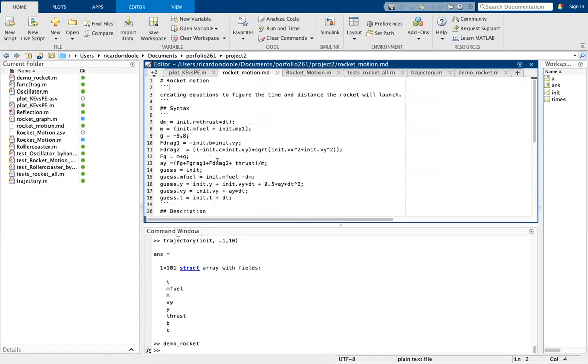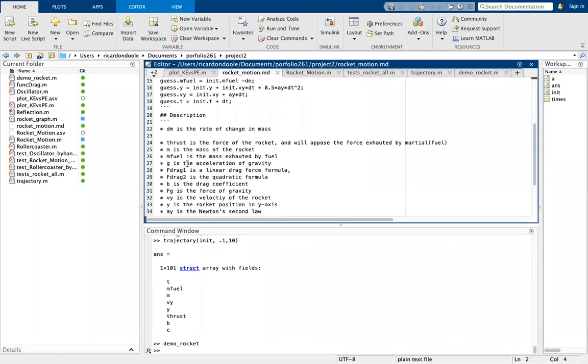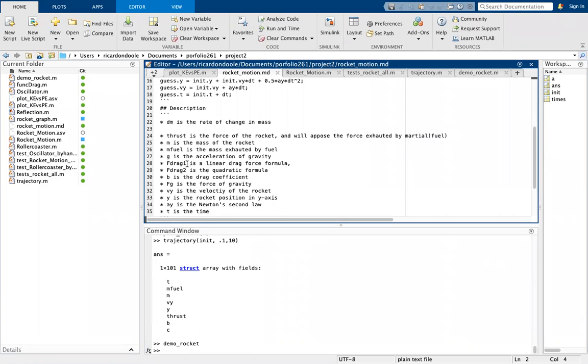The goal for this rocket motion project was to create an equation to figure out the time and distance the rocket will launch. These are my inner struct: a DM, M, F direct. The descriptions of this inner struct are here.